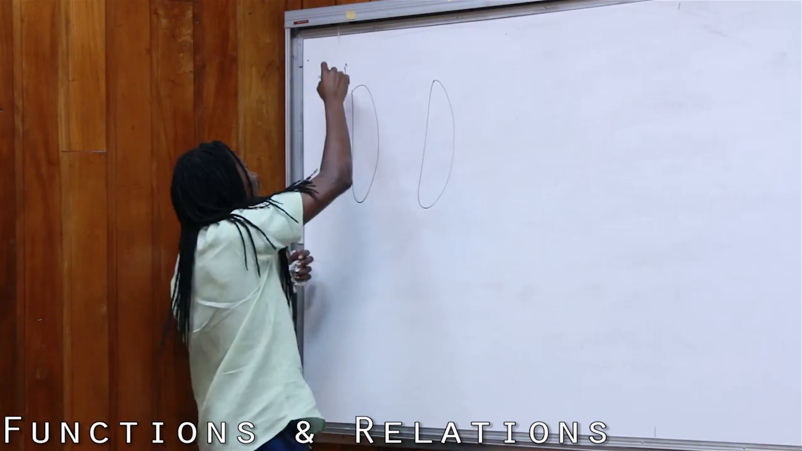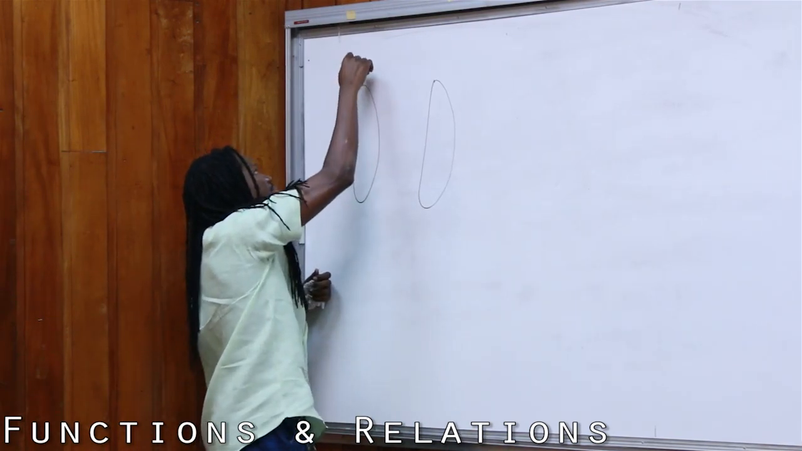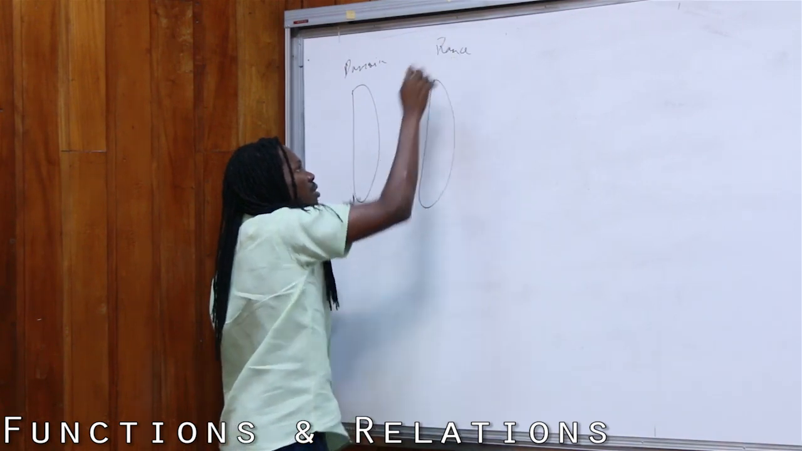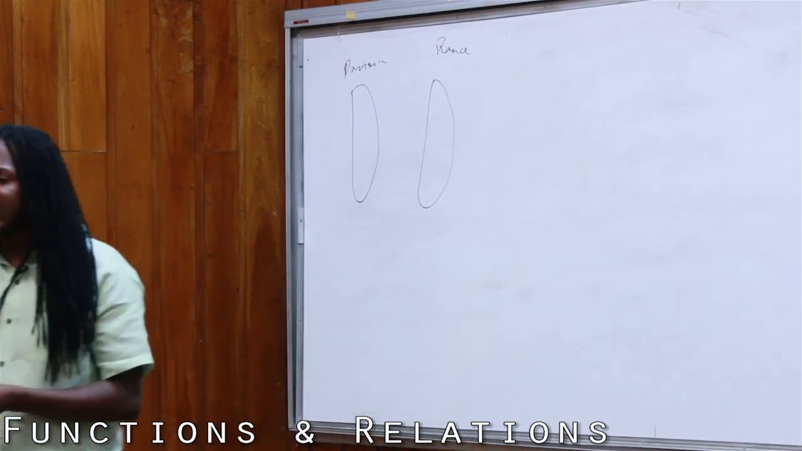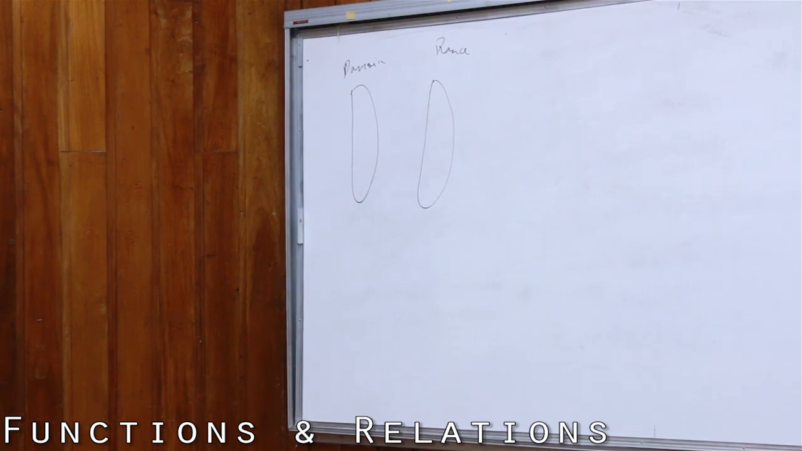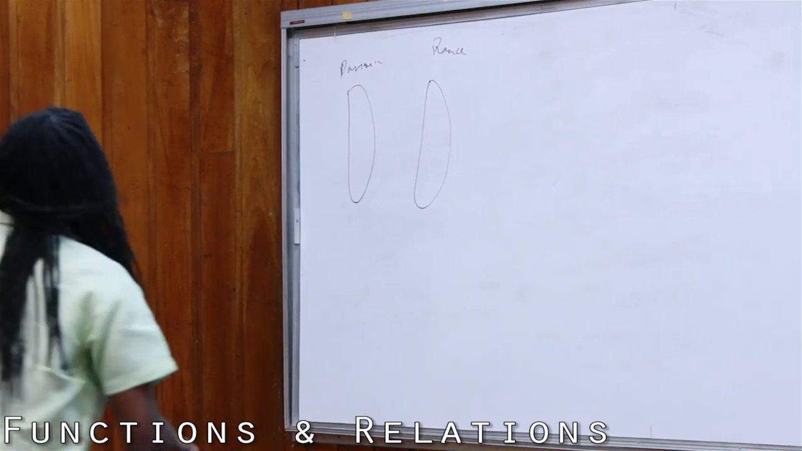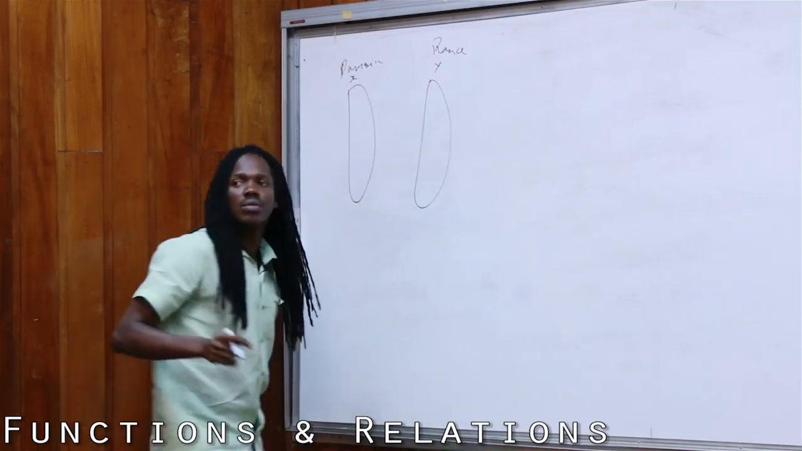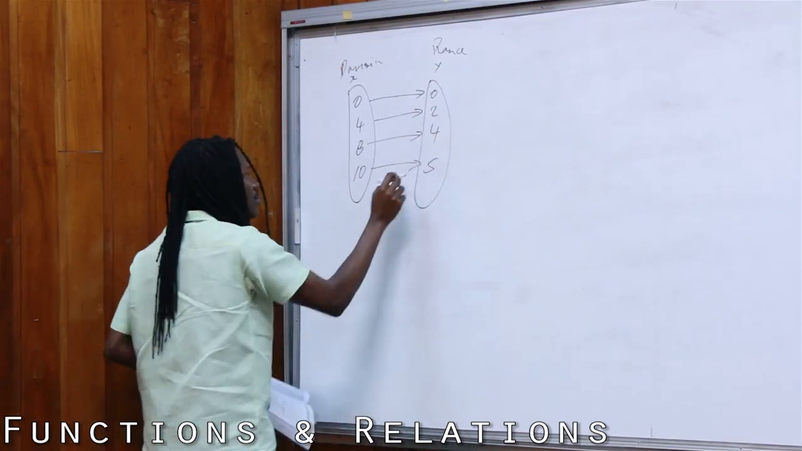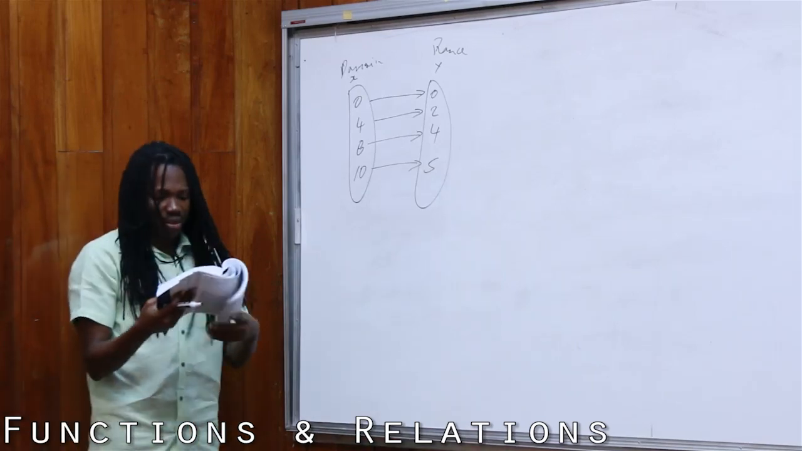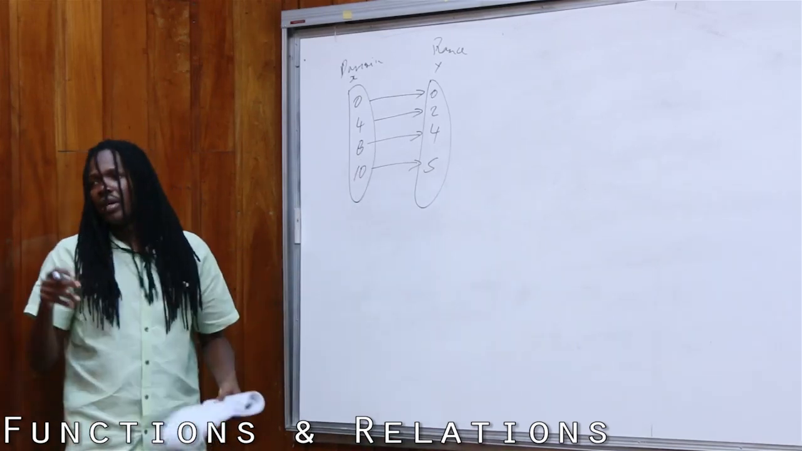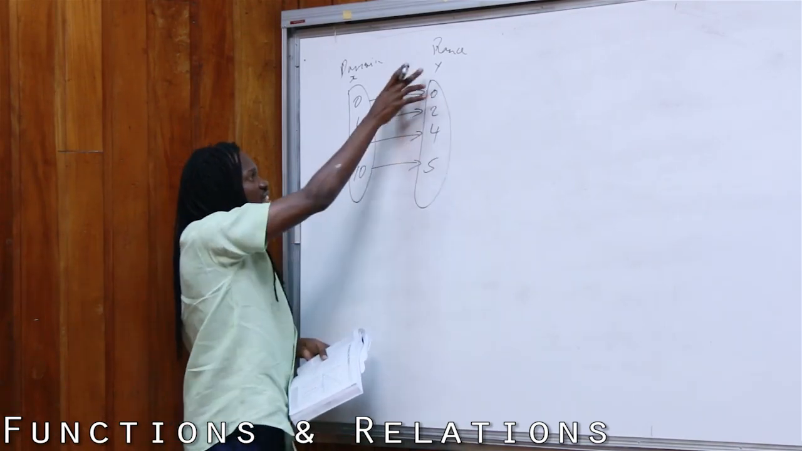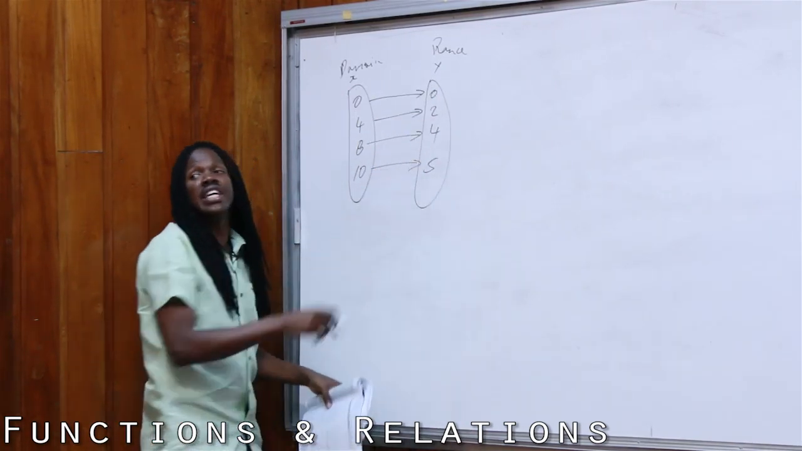So you have the domain and the range. Now you're going to find that the domain is the x-axis and the range is the y-axis. Everybody see that? Now, if you realize, you see, that one is mapped onto the other one. Now, this here is saying that this has a particular relationship with this. Now, can you tell me what the relationship is here?